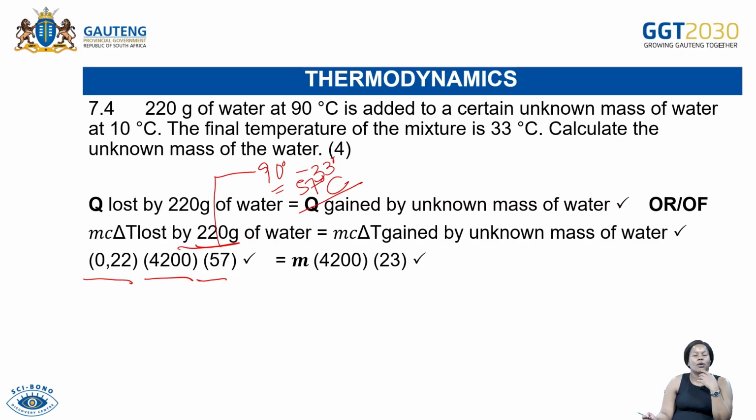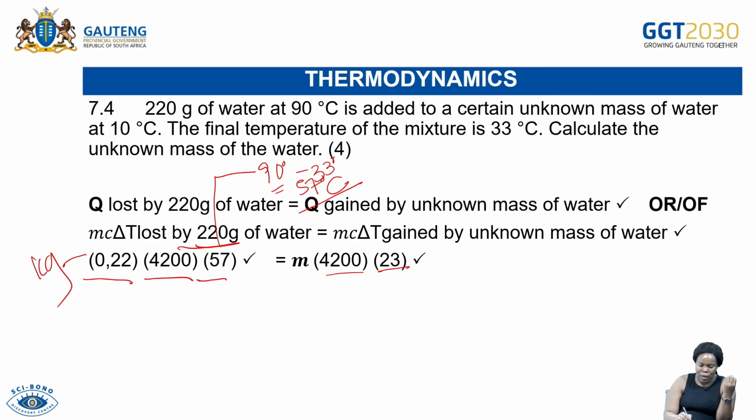And then on the other side, what is it that we know about this unknown mass of water? We know that we cannot tell the mass. Remember, before we could tell because it was 220 grams, which is converted into kilograms. Then 4,200 is the specific heat capacity for water, and then we've got the difference between the 33 and 10 degrees.